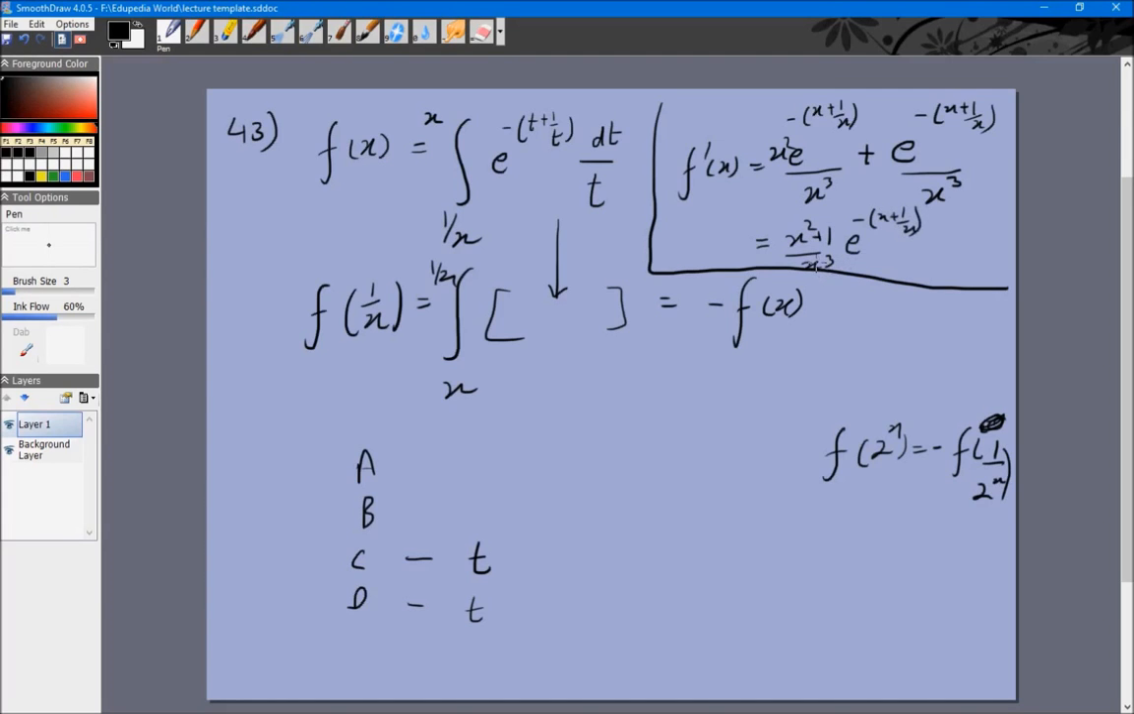e to the power minus (x plus 1 by x), right? And we can see that between 1 and infinity, this is clearly a positive quantity, right? So A is obviously true, right? But B cannot be true, because between 0 and 1 also this is a positive quantity. E to the power something is always positive, right? So B cannot be true, so B is false. Which means the answer to this question is A, C and D.